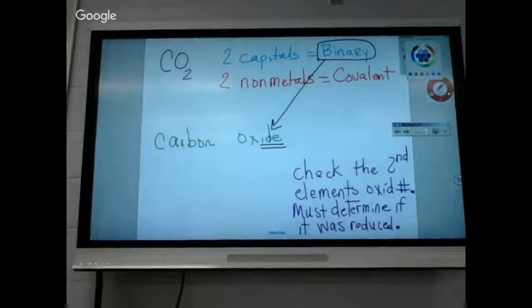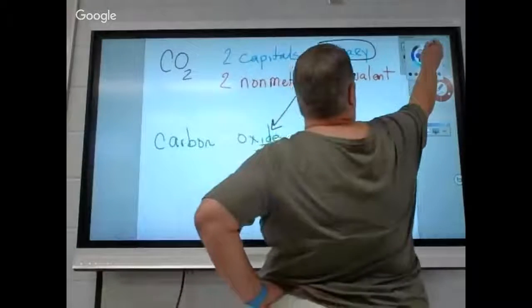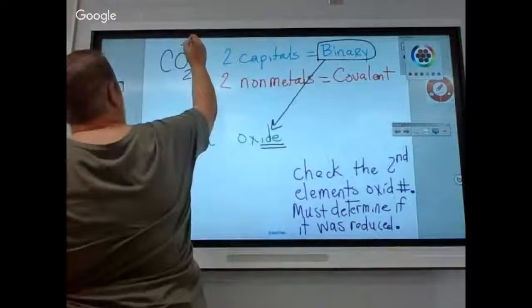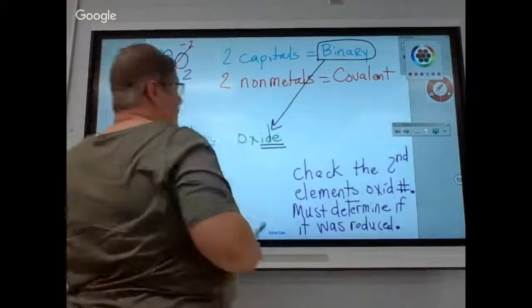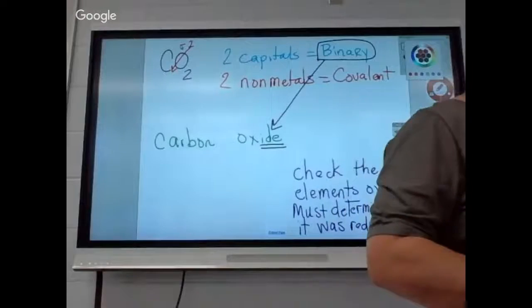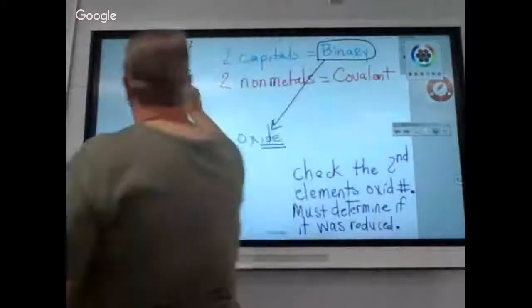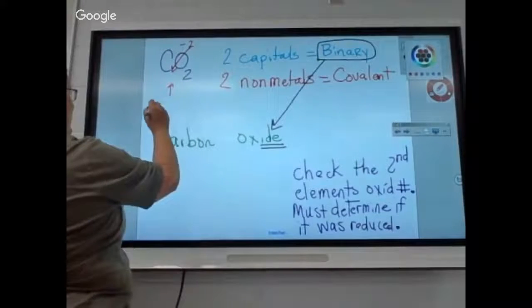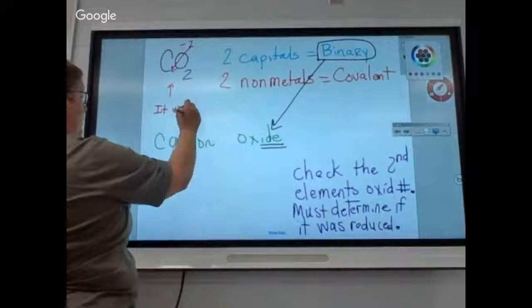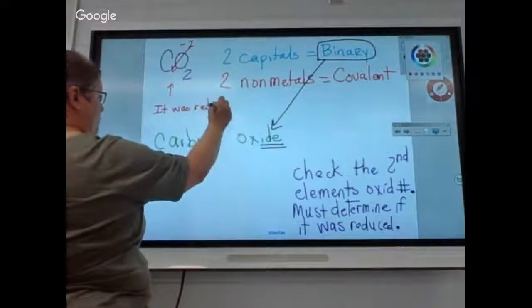So, if we look up the second element's oxidation number, who is the second element? Oxygen. Okay, so what's oxygen's oxidation number on the sheet? Okay, so in our formula, we should have a -2, and it should be right here. Is there a -2 right there? No. No, that tells us it was reduced, okay? Because there's no 2 right here, that tells us it was reduced.